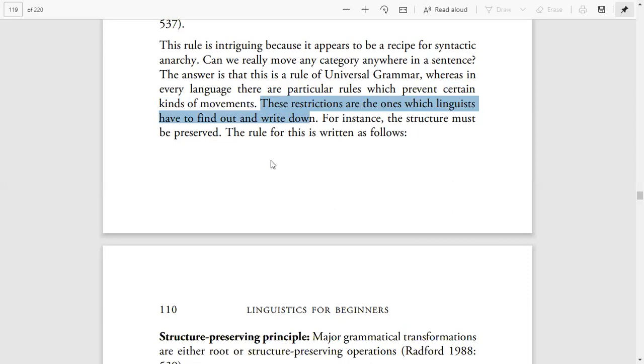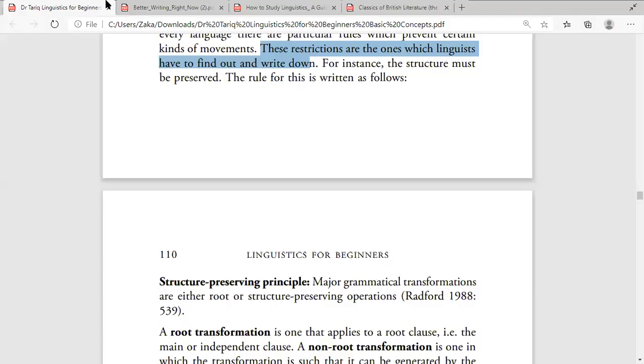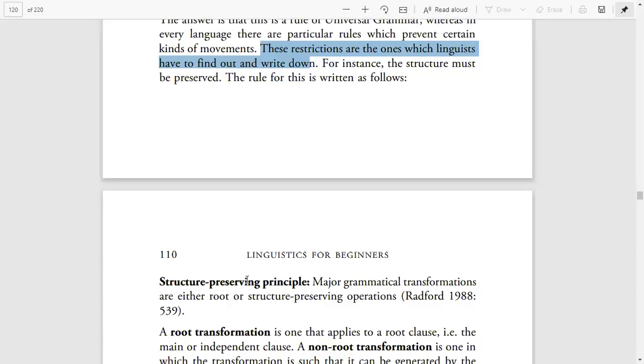For instance, the structure must be preserved, and the rule for this is written as follows. Structure preserving principle: major grammatical transformations are either root or structure preserving operations.